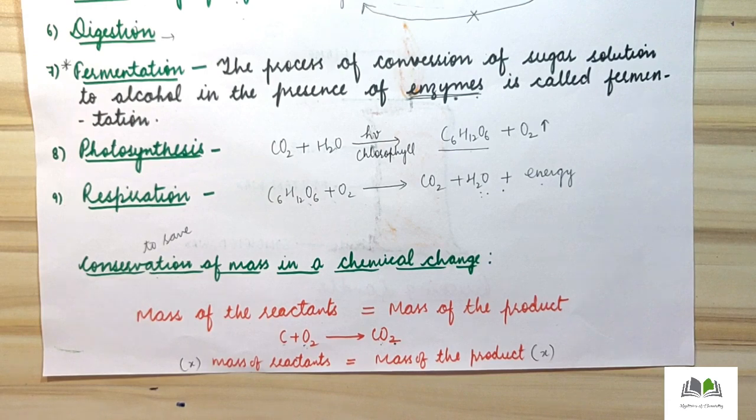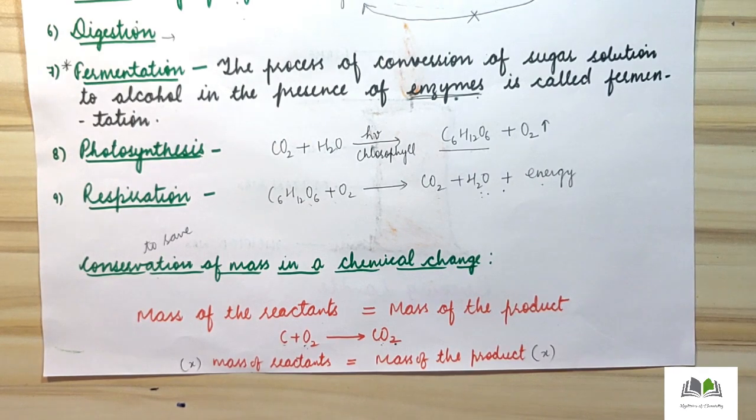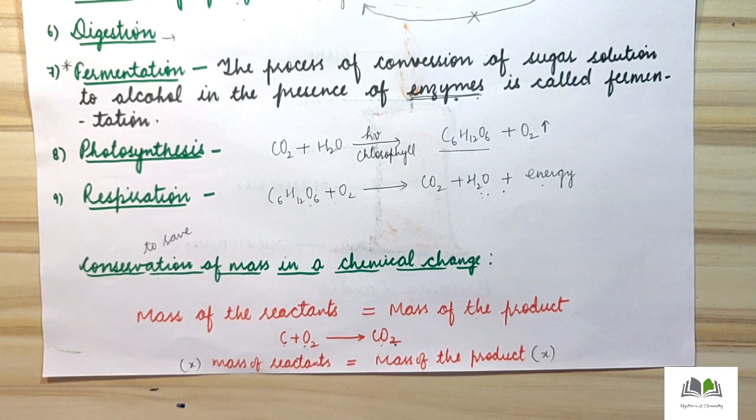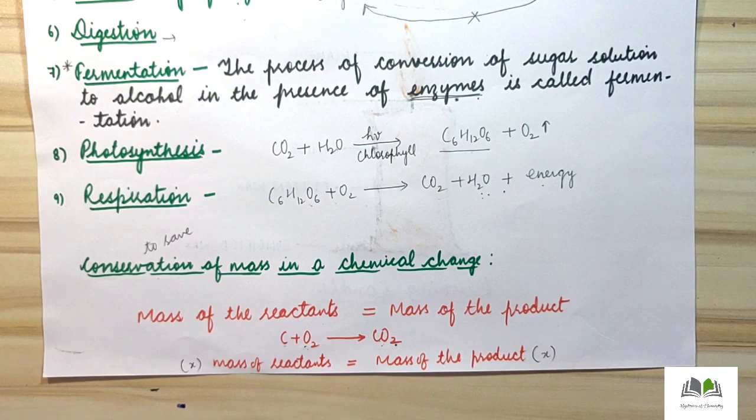Every reaction we will study further in higher classes. All the reactions have to satisfy the law of conservation of mass. Then only can that reaction be considered a balanced chemical equation. If the reaction does not satisfy this law, then that reaction is known as an unbalanced chemical equation. So that we are going to study in higher classes.